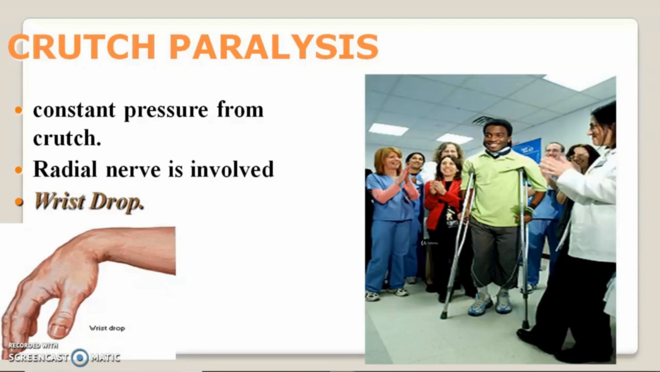So all the clinical aspects you have to remember: Erb's paralysis, Klumpke's paralysis and cervical thoracic inlet syndrome, and then we will be having crutch paralysis caused by radial nerve compression. So that's all about brachial plexus, a very important and easier topic to remember.